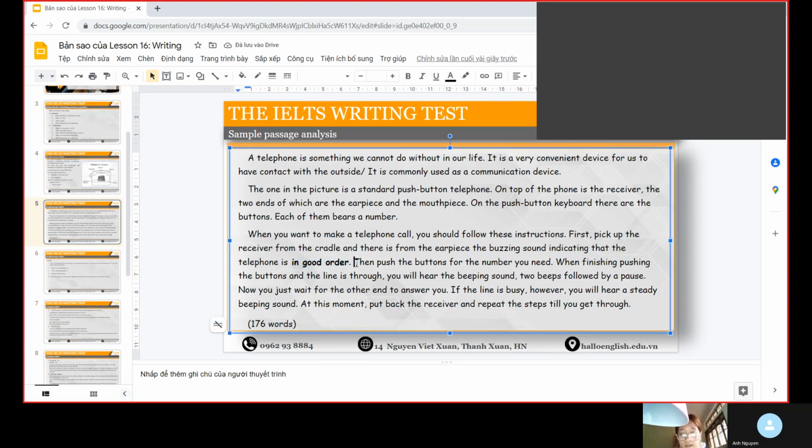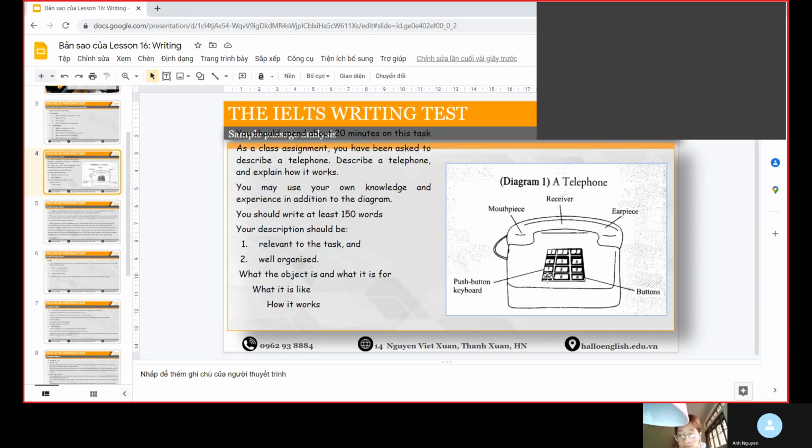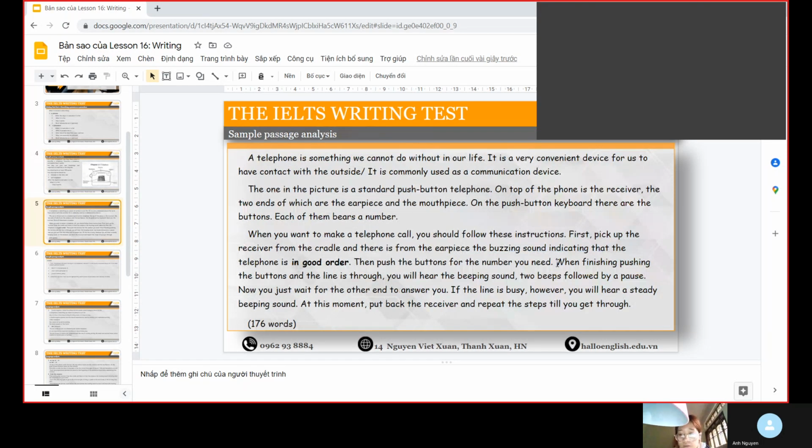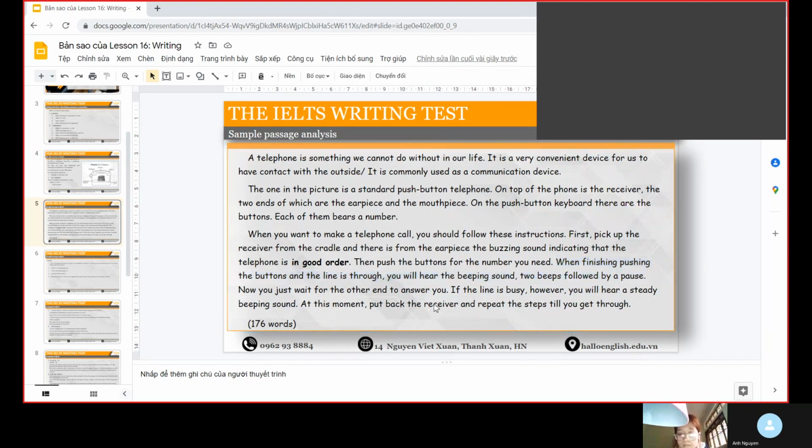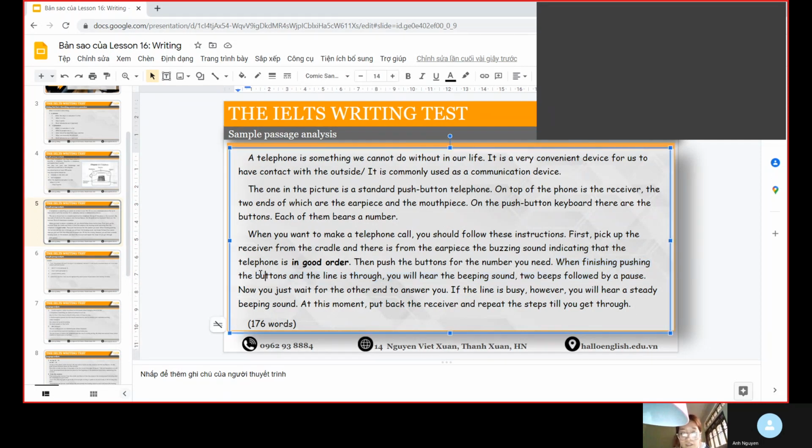The second step, then push the buttons for the number you need. Okay, push the buttons for the number you need. When finished pushing the buttons and the line is through, you will hear the beeping sound, 2 beeps followed by a pause. Sau khi mình bấm những cái nút này và cái đường dây điện thoại nó đã được thông, thì bạn sẽ nghe thấy cái tiếng beep. 2 beep thì sẽ dừng một lần.